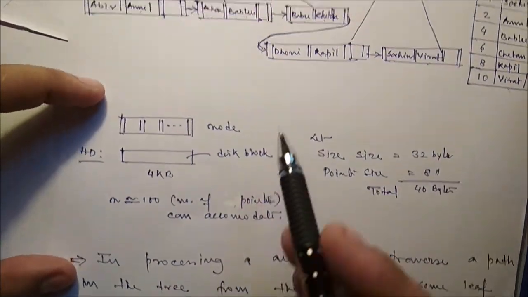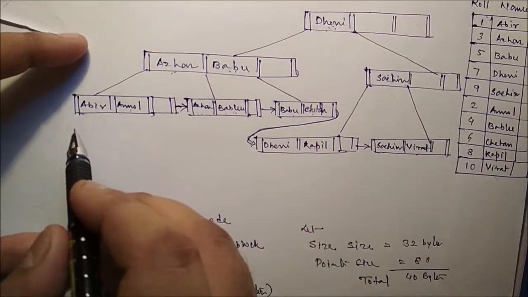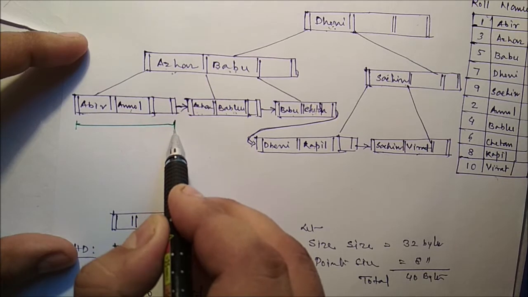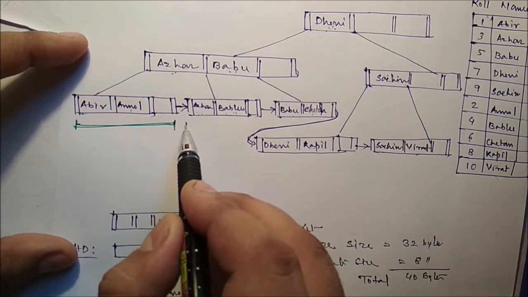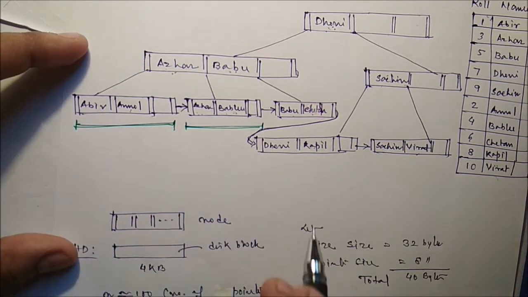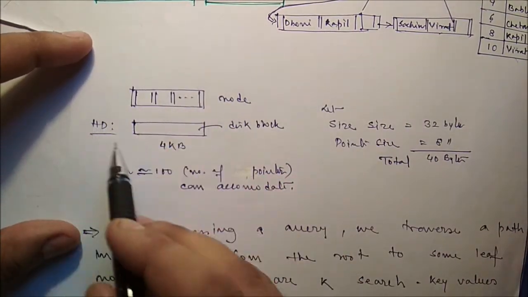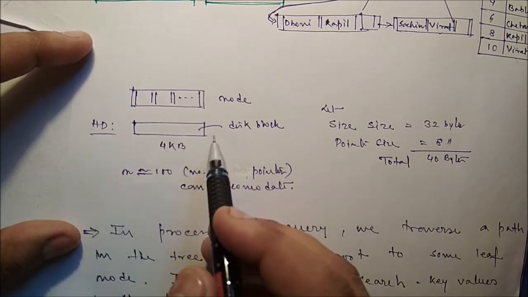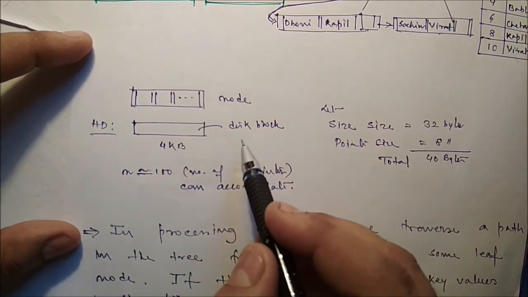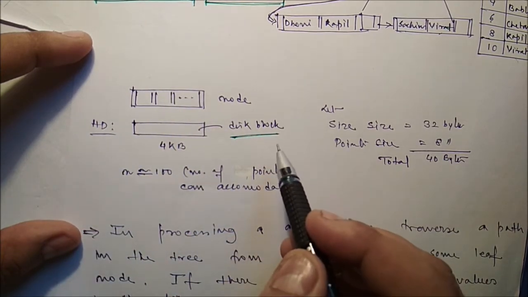Now the question is, what should be the node size? What should be each and every node's size? What is the criteria for that? Here we can put that the node size should be the same as the hard disk block size.